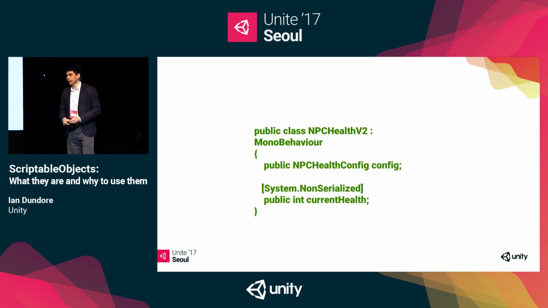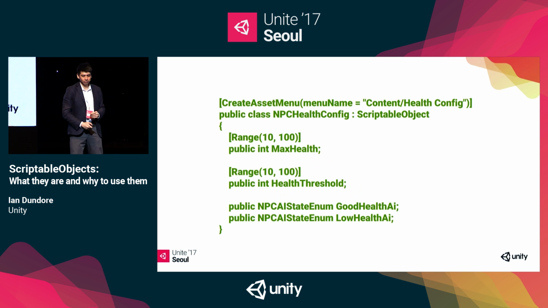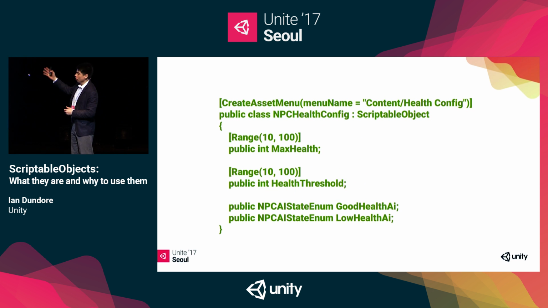Well, what kind of object is that? This talk is on scriptable objects, so I think you can guess. Yes, a scriptable object. It has all the variables that we've taken from the MonoBehaviour, so it's very simple to create. We've just changed the parent class from MonoBehaviour to ScriptableObject. And sharp-eyed observers will see the Create Asset menu attribute at the top.